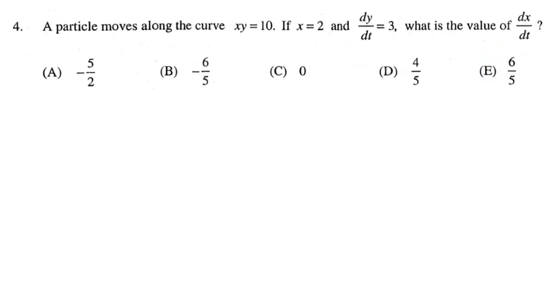Okay, number 4. For this particle motion problem, we want to know the value of dx/dt. We're told that xy equals 10, and we know the value of x is 2, so we can conclude that y is 5, of course. And we know that dy/dt is 3.